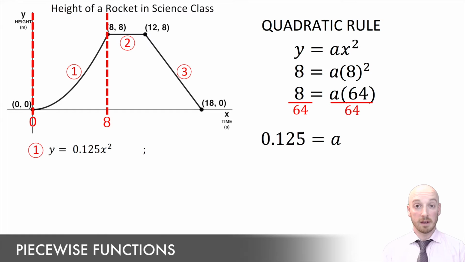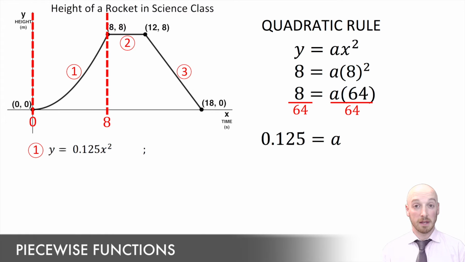So what this is telling us in real life is that this rocket takes 8 seconds to reach its maximum height. And at 8 seconds, it's no longer rising anymore, so this quadratic function doesn't apply. You can see the function flattens out and becomes linear. So what I'm going to have to do is, beside my quadratic rule, write that it only applies for x values between 0 and 8. And doing this is called restricting the domain of this part of the function.